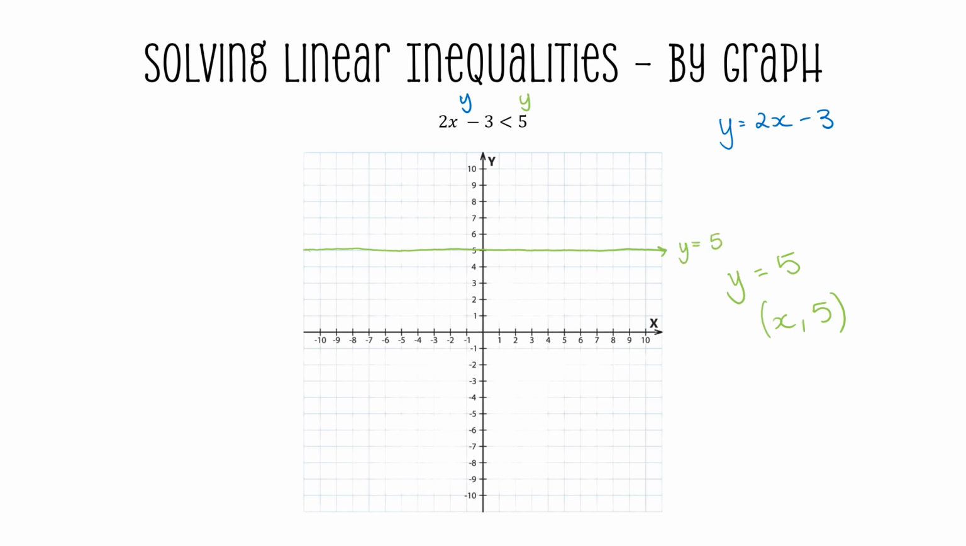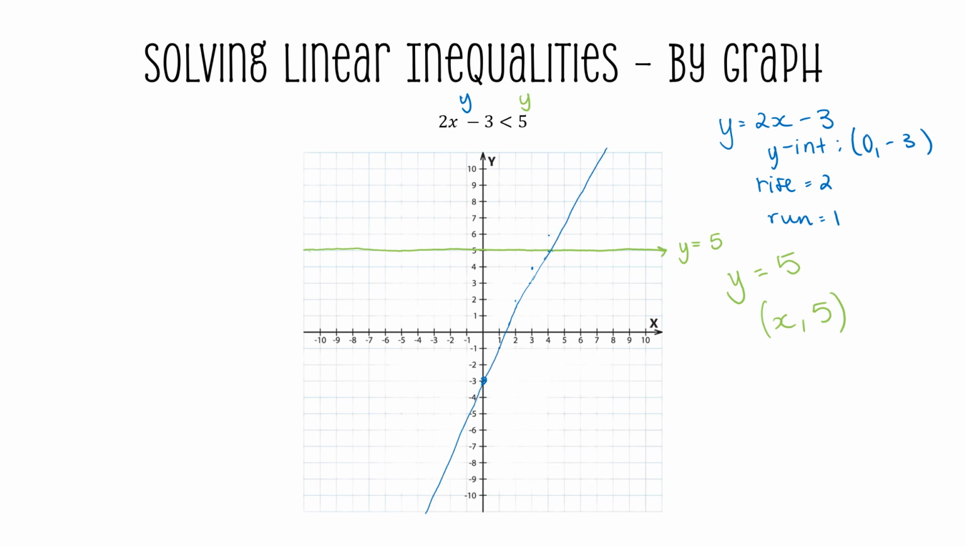Now, if I wanted to sketch my second graph, y equals 2x minus 3, I know that my y-intercept is at 0, -3, which is just here. I know that my rise is 2 and my run is 1. So for every 1 across, I'm going to go 2 up, every 1 across, 2 up, and so on. Okay? If I connect those up, I'm going to end up with the graph looking a little bit like this.